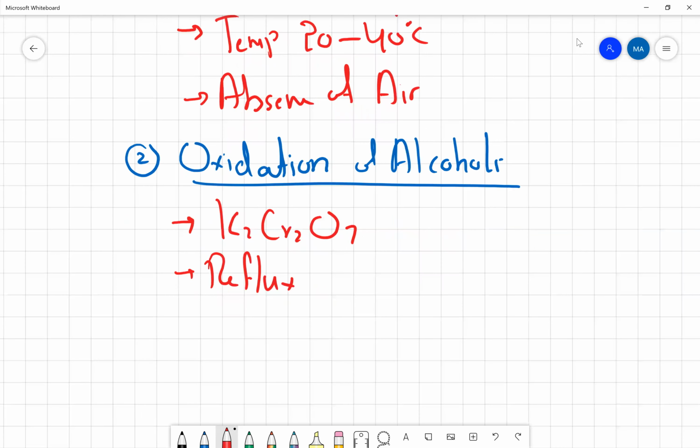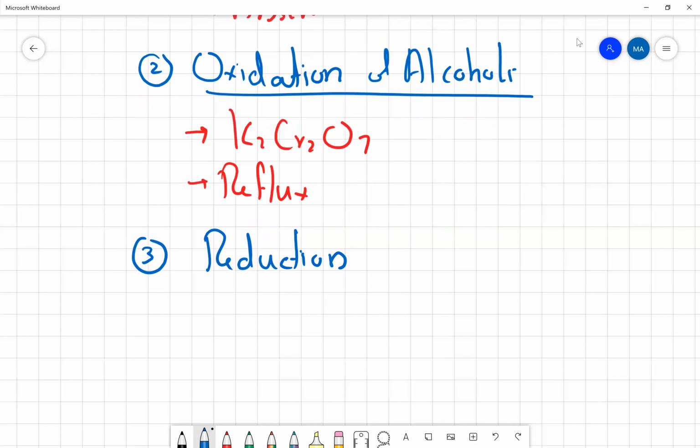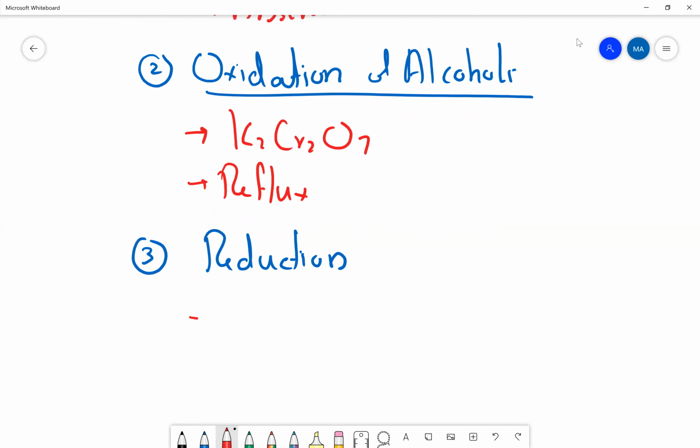The third reaction is the reduction of a carboxylic acid back to an aldehyde and then back into an alcohol. You see how when you oxidize a primary alcohol, you get an aldehyde and you get a carboxylic acid. And when you oxidize a secondary alcohol, you get a ketone. So reduction is when you move backwards. When you reduce a carboxylic acid, you get a primary alcohol. And when you reduce a ketone, you get a secondary alcohol. So reduction of both the carboxylic acids and ketones. The reaction conditions are the same for both.